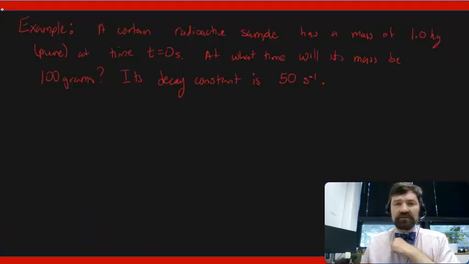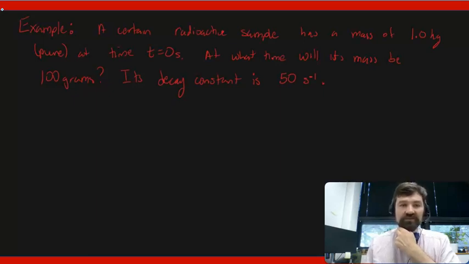So we have a certain radioactive sample. It has a known mass of 1 kilogram. Initially, it's pure. That means we have 1 kilogram of just this substance. And then we want to know, given a decay constant of 50 per second, what time will its mass be 100 grams? All right, so what time will the mass fall to 100 grams?